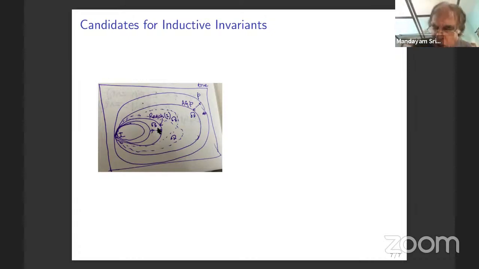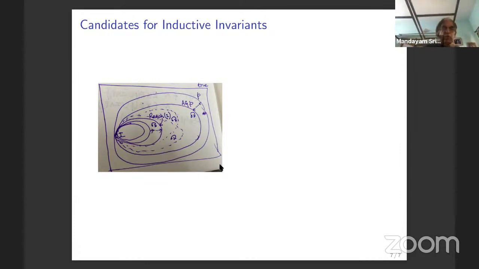Amin, do you agree that any fixed point is inductive relative to T, the transition relation? Why? What is the definition of inductiveness? For inductiveness, I think if a property is satisfied on a state, then the property should also be satisfied on its next state. Yeah, so the property here is what I call P.